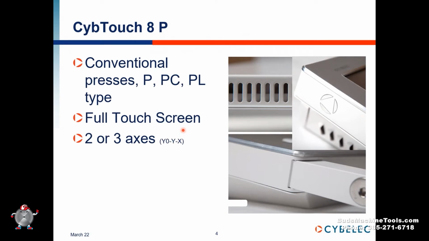We manage the P, PC, and PL. I'll get to that a bit later. It's fully touchscreen, 8 inches screen, and we have 2 or 3 axes. So that's depending on your need. If you have the PC type, you will need 3 axes. Now, what are those modes? We have P, PC, and PL.